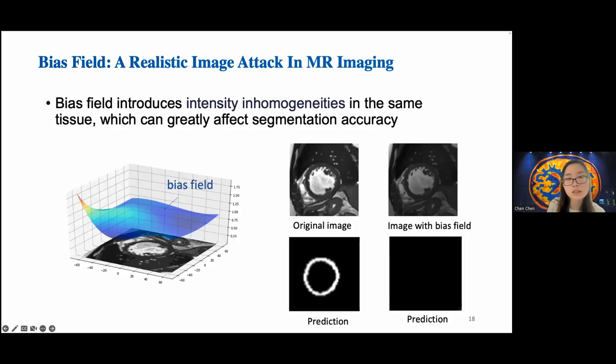As you see here, if we perturb the image with some bias field, it can affect its grayscale, and it can affect the intensity distributions even within the same tissue. As a result, the AI models can fail to recognize the shape of this myocardium. So we would like to model such a challenging bias field with the hope that the network can learn more robust features against potential signal perturbations.